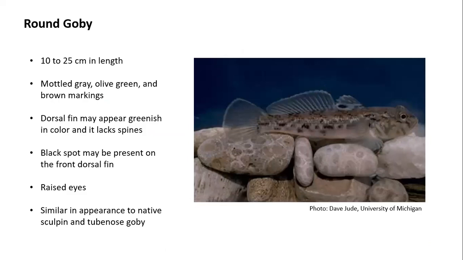And then sometimes the front dorsal fin, which is the smaller fin up on top of the fish, might have a black spot, but I wouldn't use the absence of that black spot as an identifying feature, because there's an infestation of round goby in Lake Erie, and most of them don't have that black spot. So I wouldn't totally rule out round goby if you don't see that black spot. The round goby has raised eyes, and it's also similar in appearance to native sculpin and the tubenose goby.